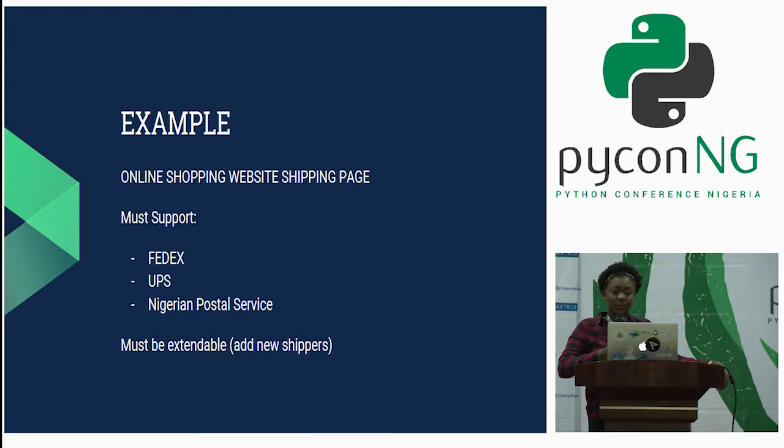We'll look at an example of an online shopping website, and we'll take a look at the shipping page. After you finish making your orders, you have to choose how you want it to be shipped to you. We'll be looking at FedEx, UPS, and Nigerian Postal Service as the 3 examples of shipping services. But our client has told us that we should also make it extendable, so that if tomorrow Max.ng decides that they want to come into the business and ship for our online shop, we can easily add them.